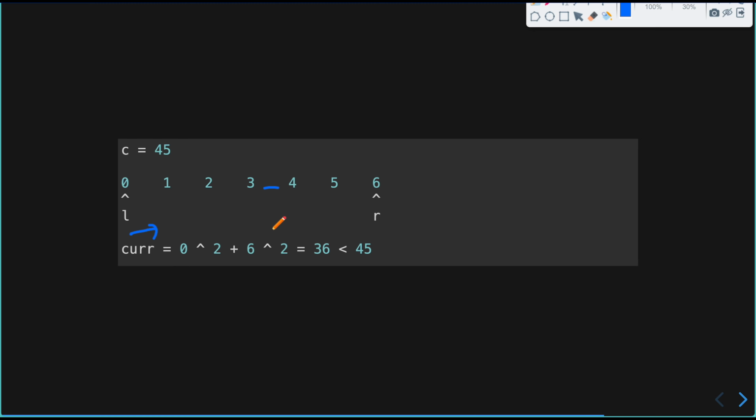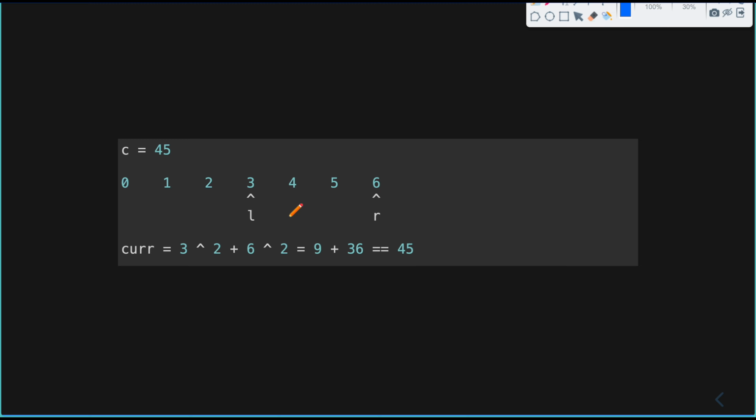Now in the first iteration, we can see that 0 square plus 6 square, in this case 36, is less than 45. We should increment the left pointer. So L will be now at 1 and right will be at 6 still. So now we get a sum equal to 37, but it is still less than 45. So we will move the left pointer to the right. Then L becomes 2 and the current number or the sum becomes 40, which is still less than 45. So we will again increment the left pointer. Now we come at 3. In this case, 3 square plus 6 square is equal to 45. So we found our answer and we will just return true.